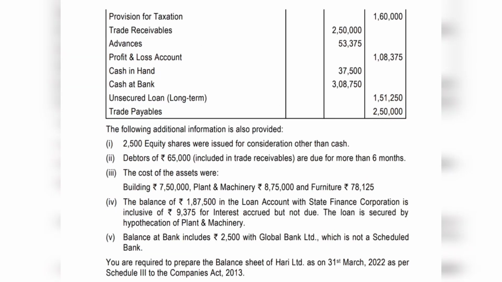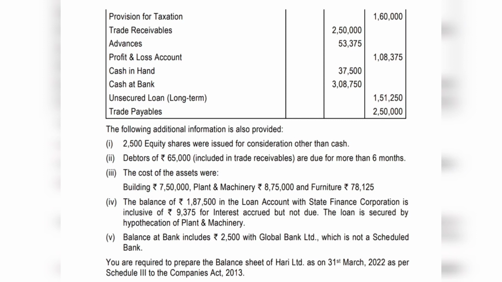And then provision for taxation. Provision for taxation comes under other current liabilities. Trade receivables, 2,50,000 rupees. Trade receivable is an asset, so there must be a note supporting it. In the trade receivables, sundry debtors for the period more than 6 months and less than 6 months, so two categories we have to mention in the notes. And then advances. If there are any advances, they are also assets.